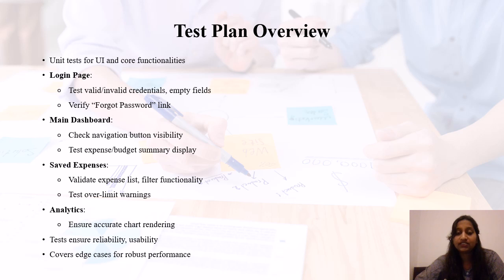Through unit tests for the login pages, we test valid and invalid credentials, empty fields, and the forgot password link. The main dashboard is checked for navigation, button visibility and summary display. Again, in the saved expenses, we check the expense list and the filter functionalities, and test over-limit warnings. In analytics, we ensure accurate chart rendering. Testing ensures reliability and usability, covering edge cases for robust performance.